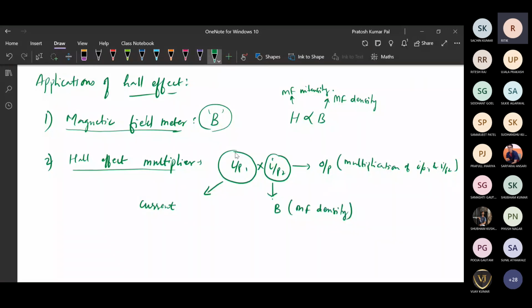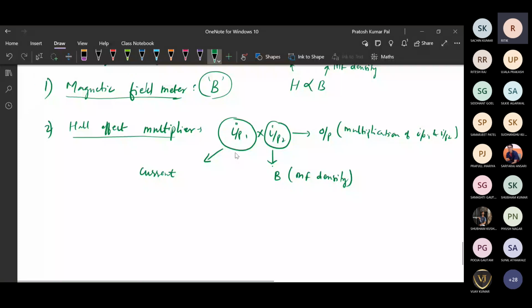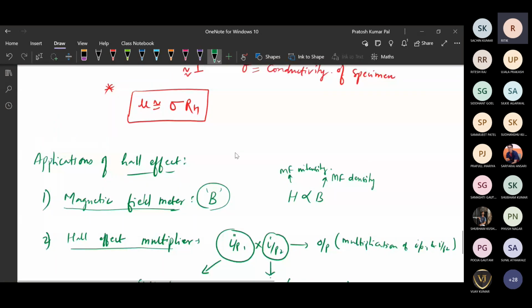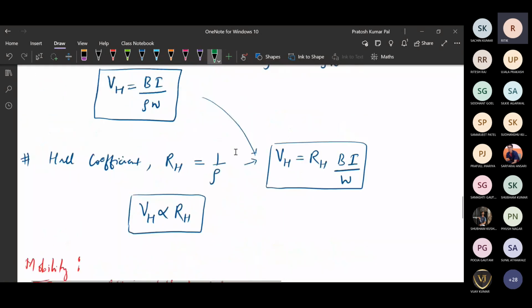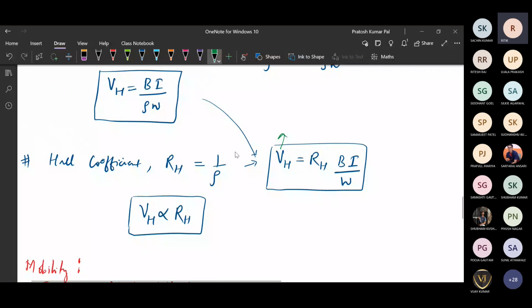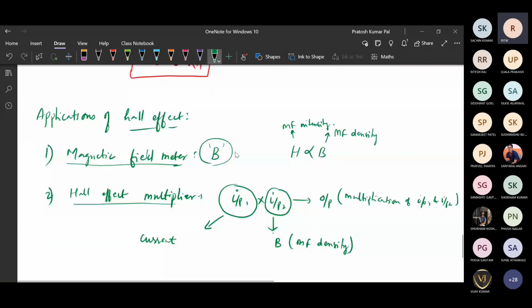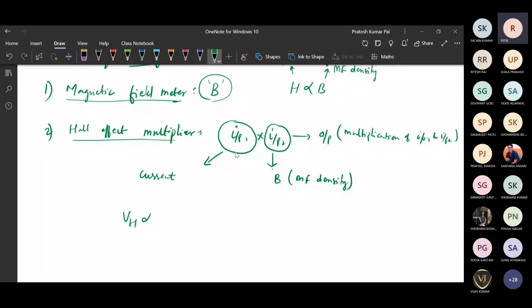So we are applying two different inputs, one in the form of current and another in the form of magnetic flux density. Then the induced Hall voltage, that is because of the Hall effect, is directly proportional to the product of these two signals. Hence we can say the multiplication has been done. So this Hall voltage is directly proportional to B and I, the two different inputs.